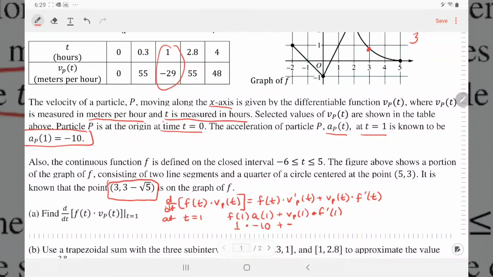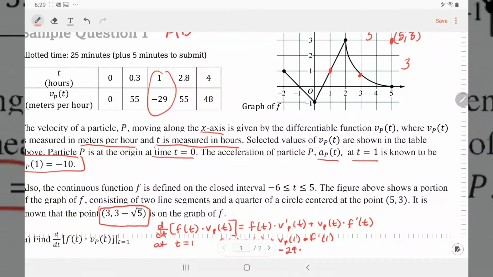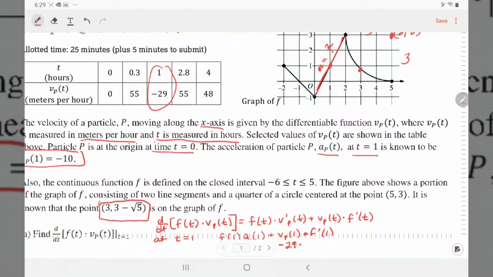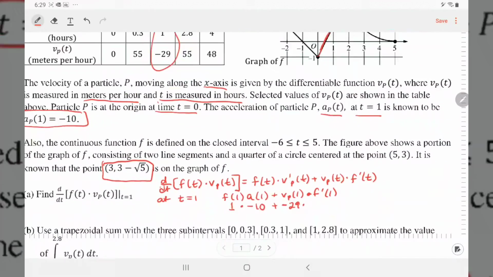And then f prime of 1 means the slope of the curve at 1. Fortunately, it's a line. So the slope of this would be rise over run. And along a line, the slope's always the same. Not at the endpoints, because those look like it's not differentiable. So this is positive 2.